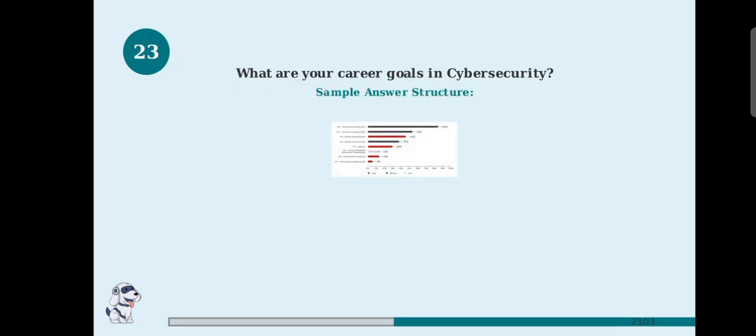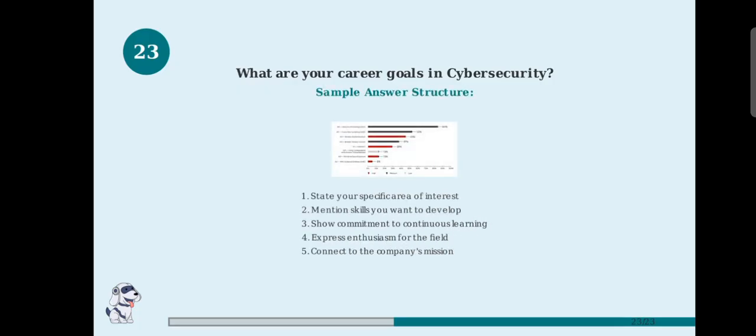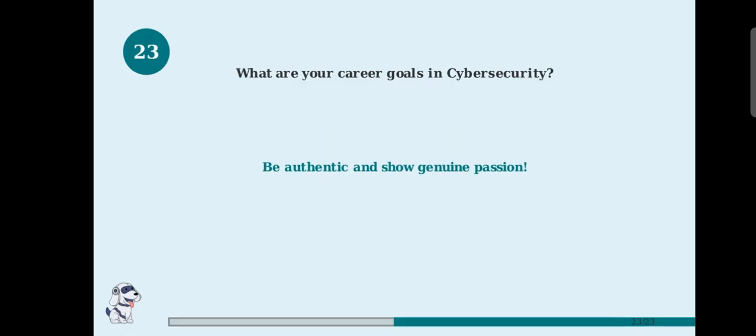Here's a sample structure for your answer. Start with your specific interests, mention skills you want to develop, show your commitment to learning, and express enthusiasm for contributing to cybersecurity. Remember, authenticity is key. Your genuine passion for cybersecurity and specific knowledge of the field will make your answer stand out to interviewers.